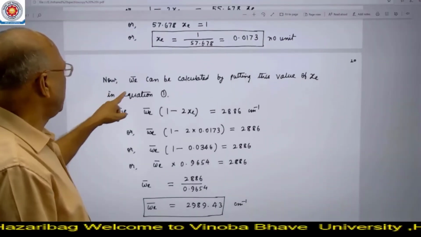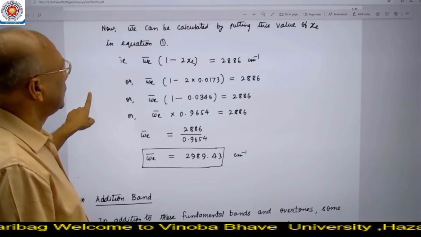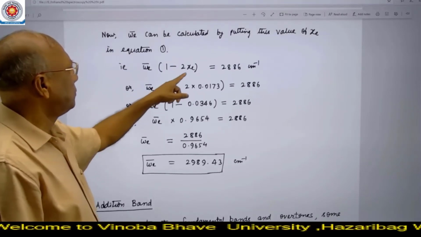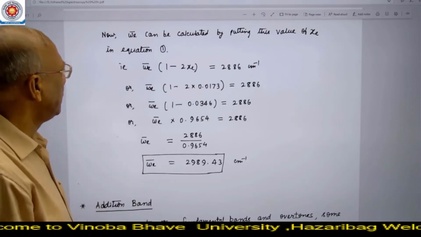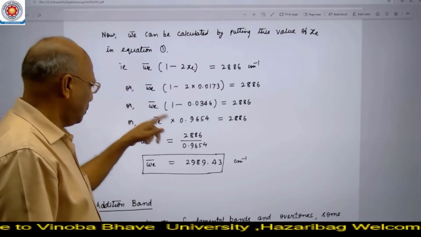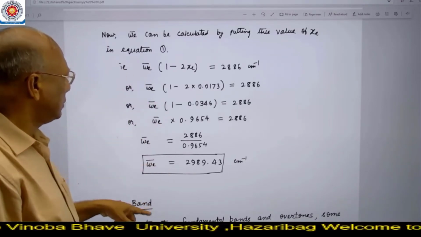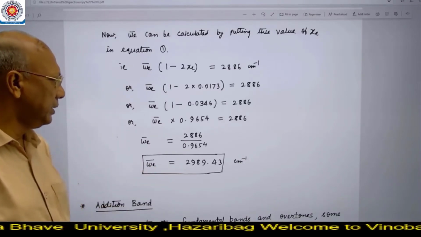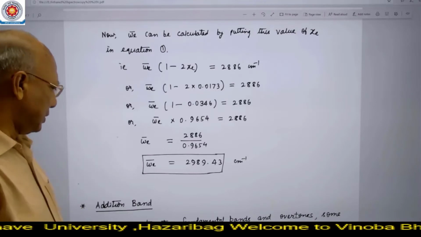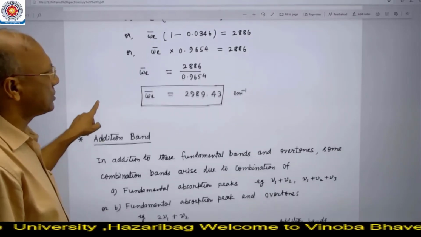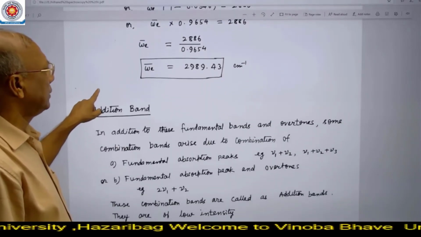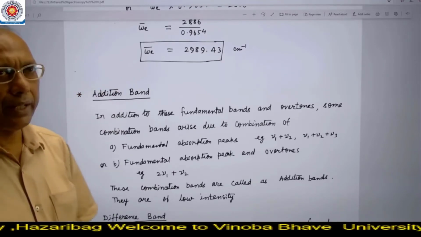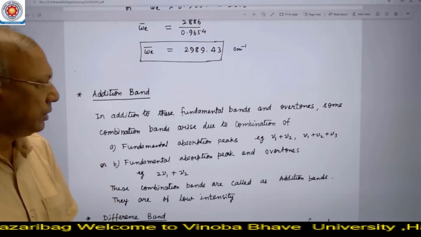Now we have to calculate the value of omega E bar, and it can be calculated by putting the value of xe in equation 1. On solving these expressions, we get the value of omega E bar as 2989.43 per centimeter. So this is how we can calculate the values of omega E bar, that is the equilibrium frequency, and xe, that is the anharmonicity constant.